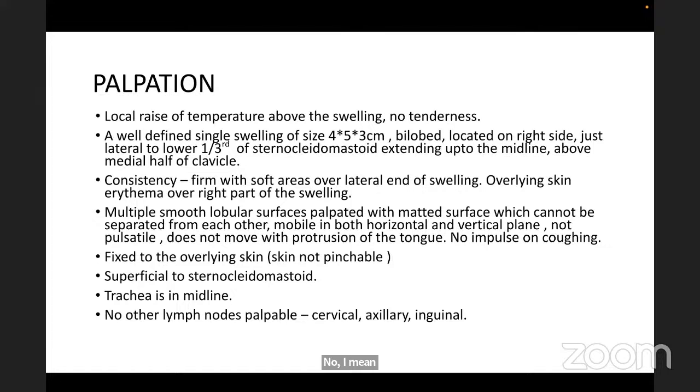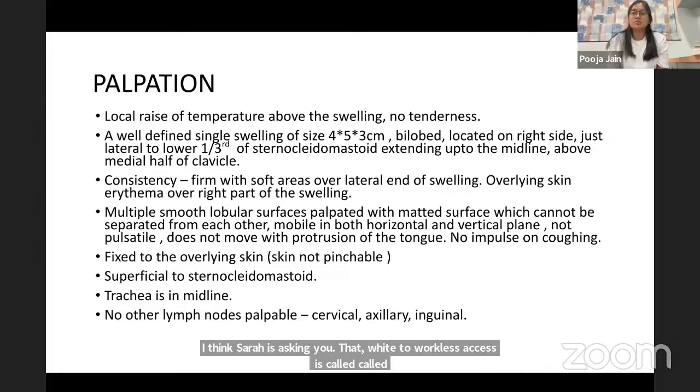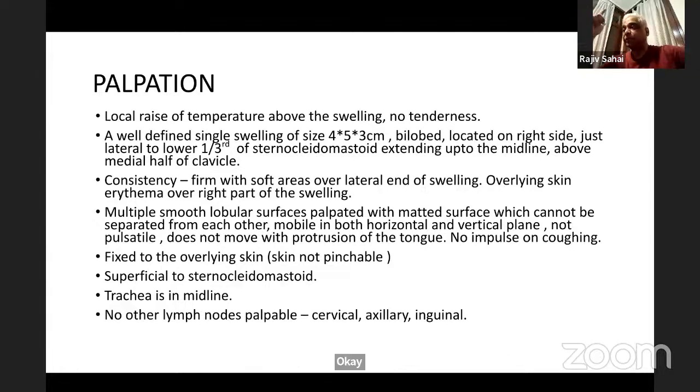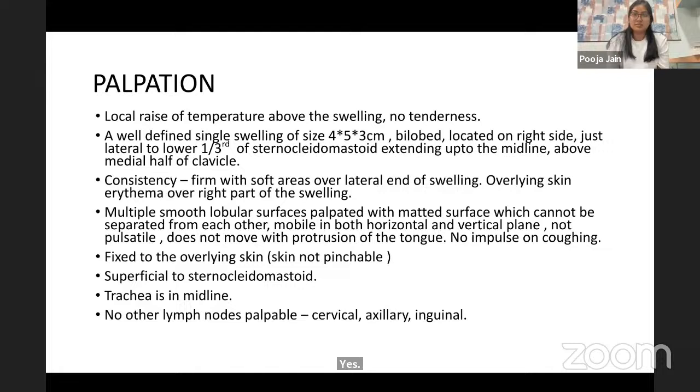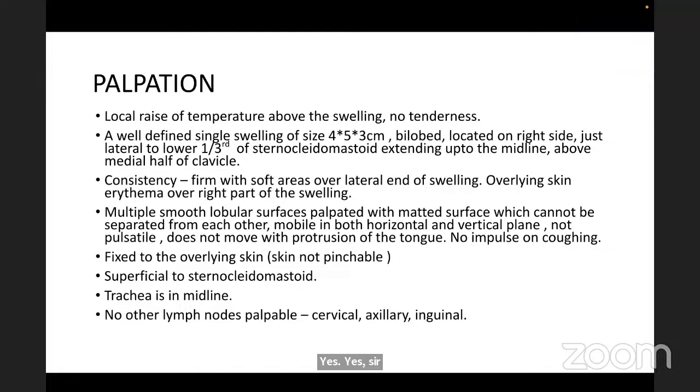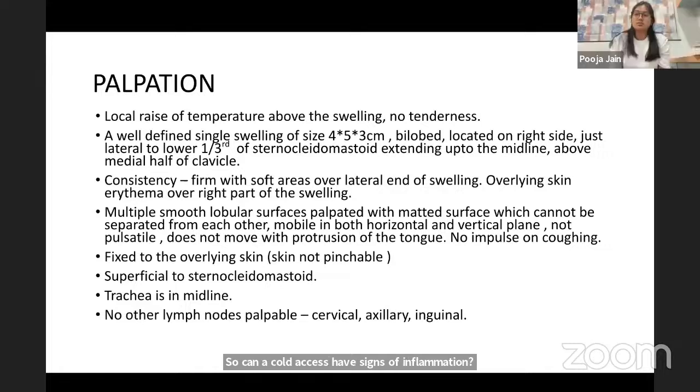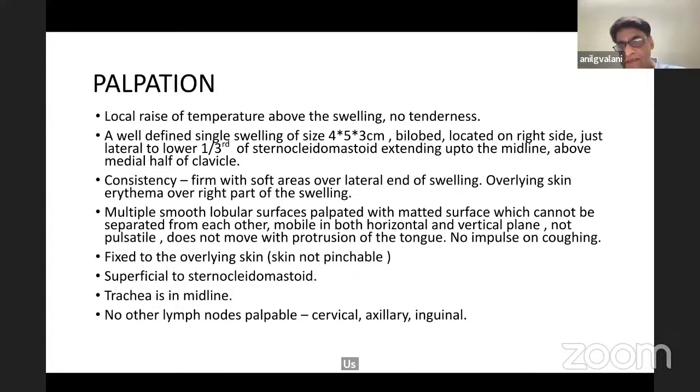I think sir is asking you why a tuberculous abscess is called a cold abscess. Sir, normally there are no signs of inflammation in a cold abscess, like rise of temperature or redness. Read your slide. You're showing signs of inflammation, no? That is what sir is pointing out. So can a cold abscess have signs of inflammation?